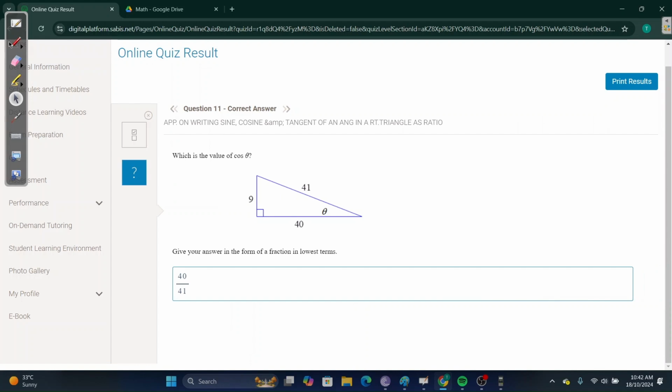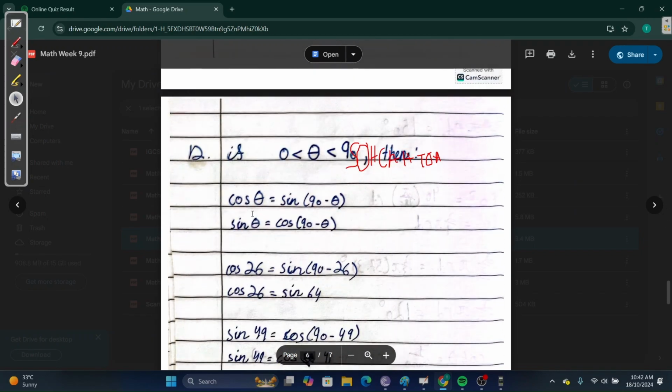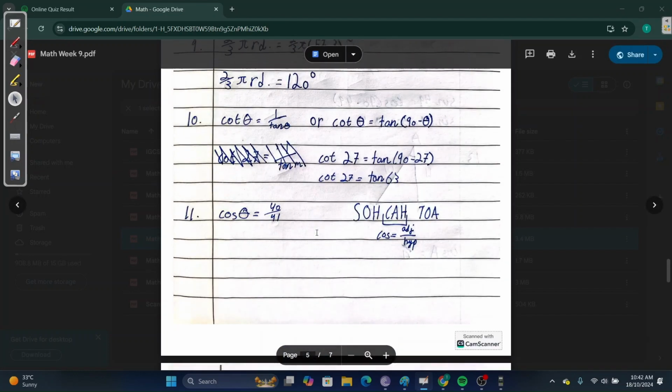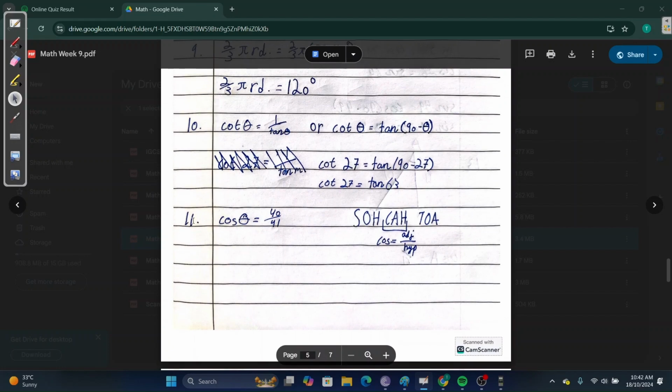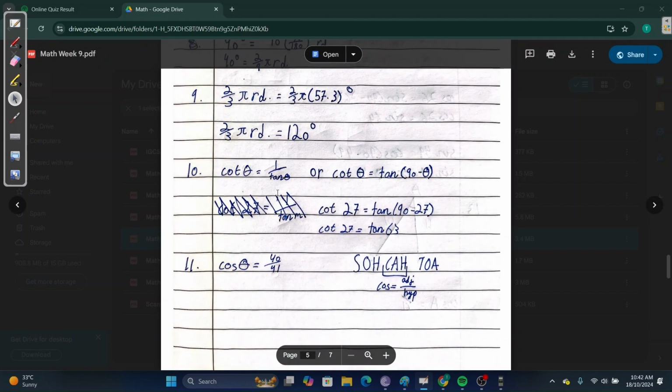What's the value of cosine theta? This is where you apply SOHCAHTOA. There you go. So I'm gonna go to the notes for this one because I already wrote the triangle down on the notes. And by the way, for this question, I also wrote what I said between if it's 0 and 90, then you apply these. But this is for question 12, so we're not here yet. Okay, question 11. Did I draw the triangle? I swear I did. Whatever. I'd probably do it on another question.